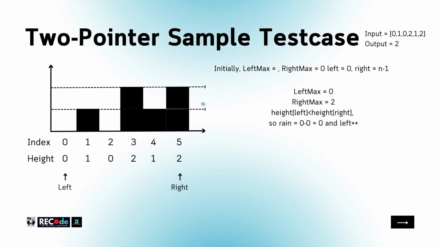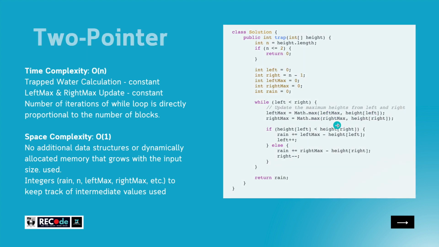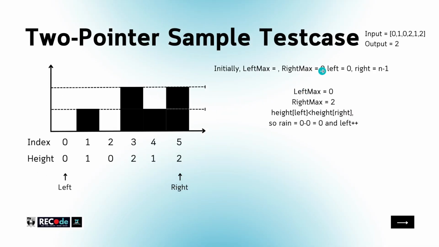A sample test case. Initially, we start with left equals index 0 and right at index 5. First, left max is 0 and right max is 2. As you can see, the condition here is left max equals maximum of left max and height of left, or height of right for right max. So here it's maximum of 0 and the current height. For this it's 0, and so you have left max equals 0. Right max is maximum of 0 or height of this, so it's 2.